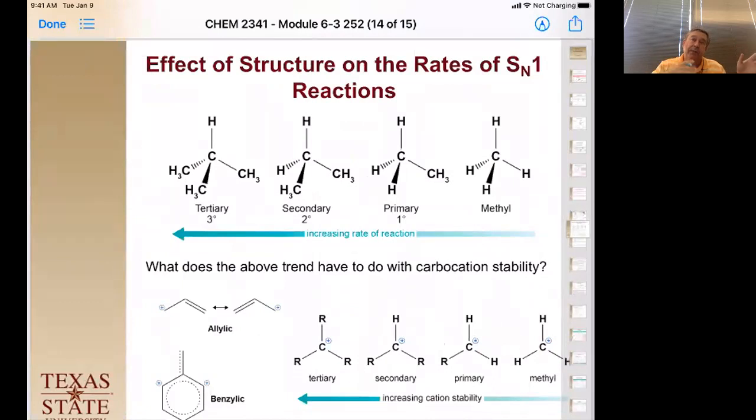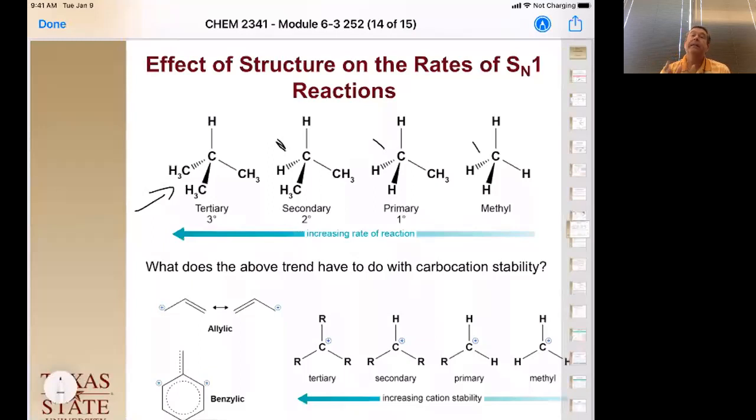So let's look at that relative reaction rate for SN1. We did that for SN2, so let's do it for SN1. In the case of this, it's the opposite order for SN1 than it was for SN2. Tertiaries are fastest. There's got to be a reason for that. Secondaries are next, then primaries, then methyls. In fact, primaries and methyls almost never do an SN1 reaction. It's very difficult to do that. Why?